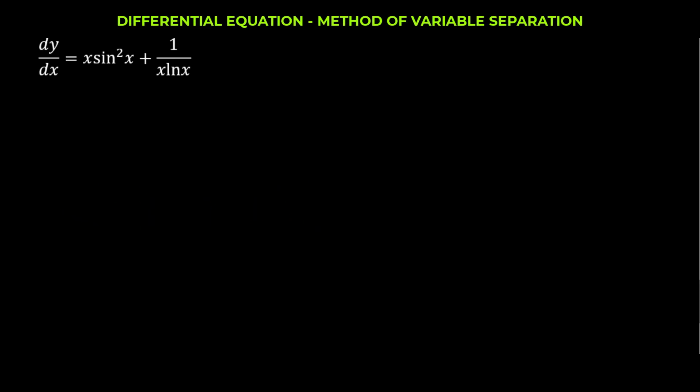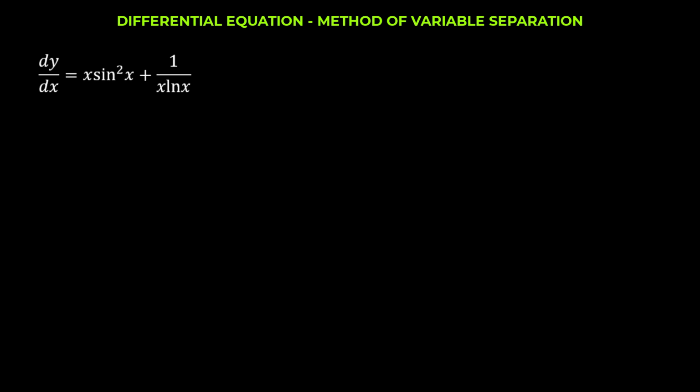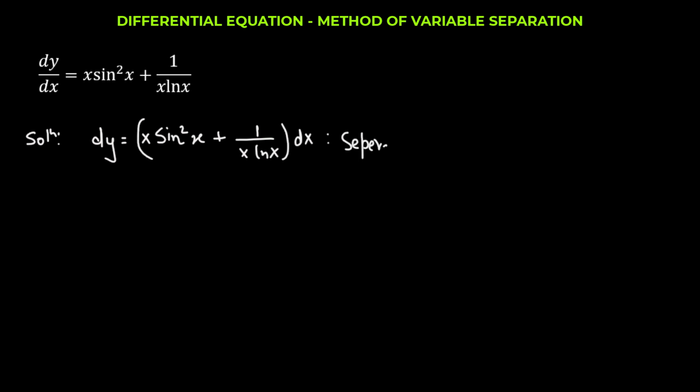Problem number 3. Here we have the differential equation derivative of y with respect to x equals x times sine squared x plus 1 over x log x. So let's begin by separating the differentials. We have dy equals x times sine squared x plus 1 over x log x whole multiplied to dx. Now this is in the separable form.